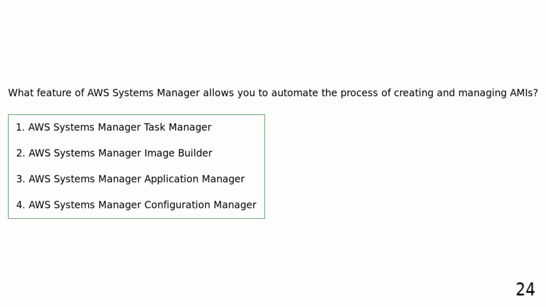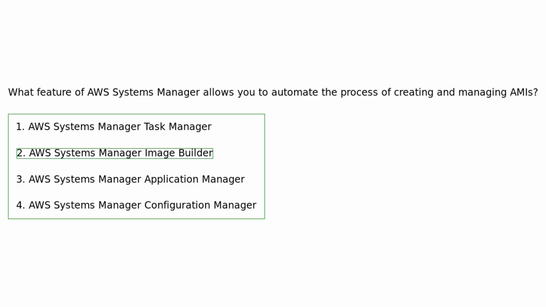What feature of AWS Systems Manager allows you to automate the process of creating and managing AMIs? AWS Systems Manager Task Manager. AWS Systems Manager Image Builder. AWS Systems Manager Application Manager. AWS Systems Manager Configuration Manager. AWS Systems Manager Image Builder is a feature that allows you to automate the process of creating and managing AMIs, including customization and patching, based on predefined recipes.